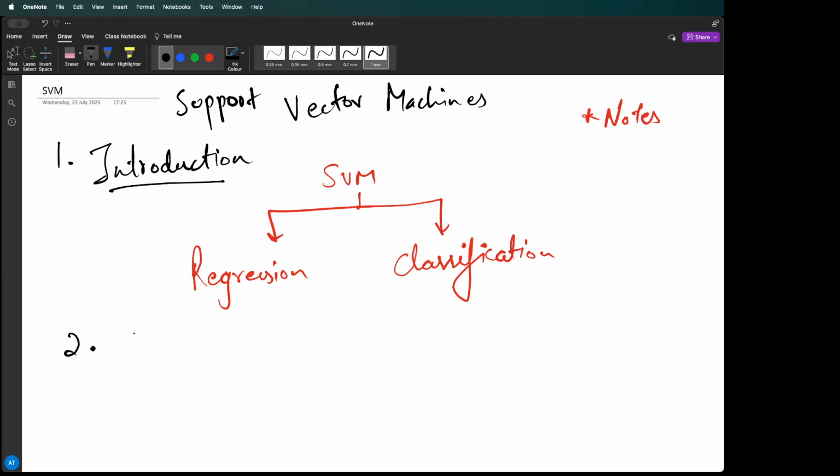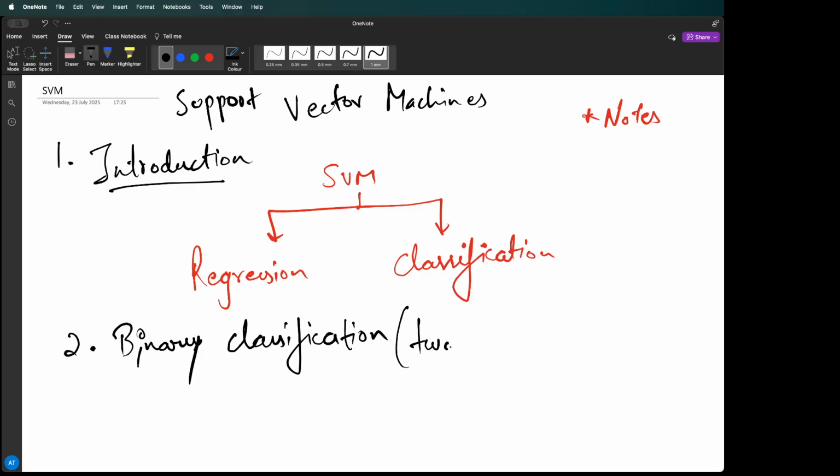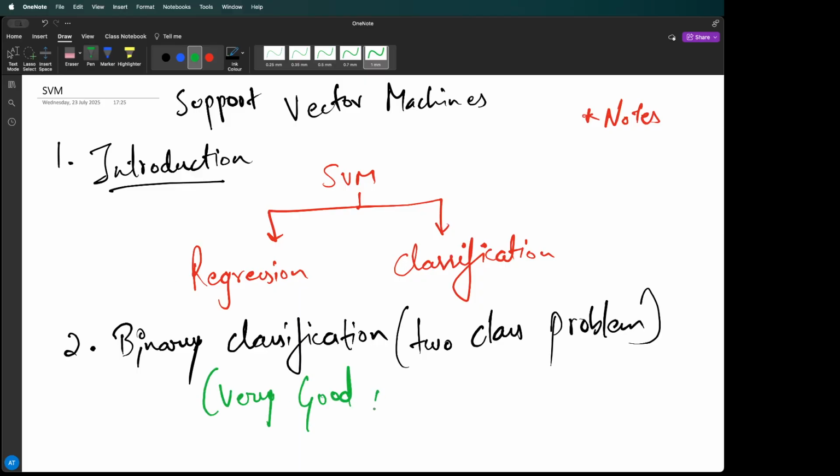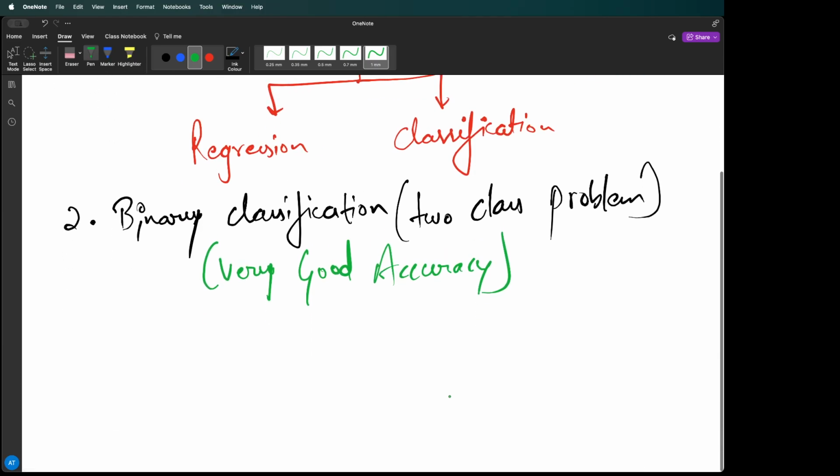Another key feature of SVM: whenever you have a binary data set, binary classification, like yes, no, true, false, having heart disease, not having heart disease, when it is binary, that is a two-class problem, at that time it gives you very good accuracy.